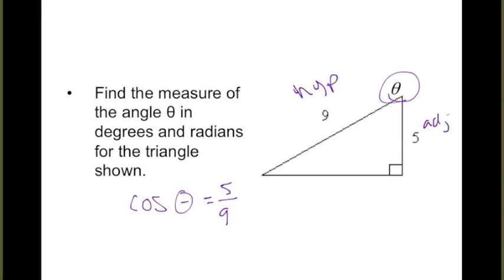To solve for the angle, we need to do the inverse trig. So we're going to do the inverse cosine of that fraction to get our angle. We can do this on a calculator. Like I said, this type of question will not be on your upcoming quiz, but it will be on your assignment tonight. On your calculator, to do an inverse, we press the second button. So you're going to press second cosine 5/9 to find an angle of about 56 degrees. Okay.